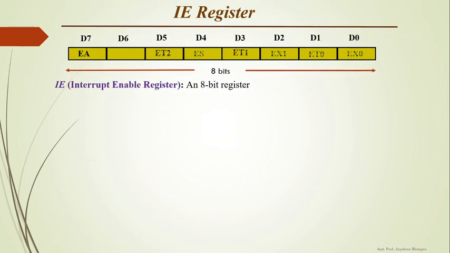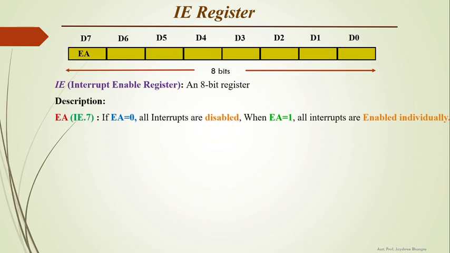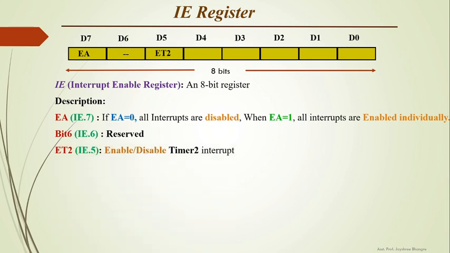So IE is nothing but the interrupt enable register. This is an 8-bit register. So the first bit, or 7th bit of this register, is EA, that is enable all, or this is also called as a global enable input. If this bit is 0, all interrupts are disabled, and if this bit is 1, all interrupts are enabled individually. Bit 6 is reserved for future use.